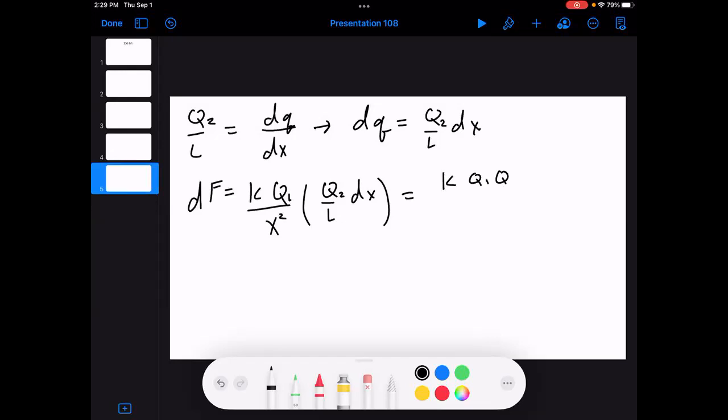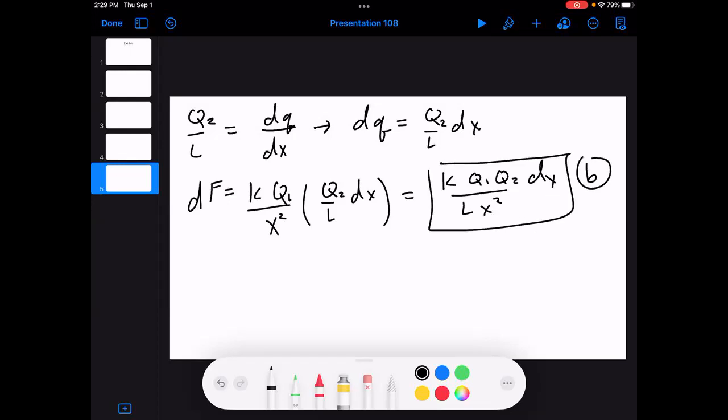But everything else here looks great. Okay, by the way, this is part B. And now we're going to look at part C, where of course we want to just integrate. Once we have the little chunk, we're just going to integrate this thing.